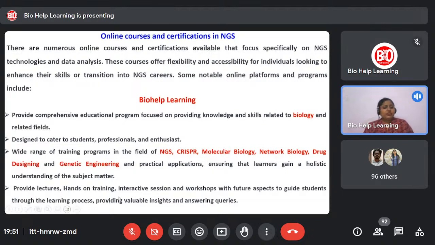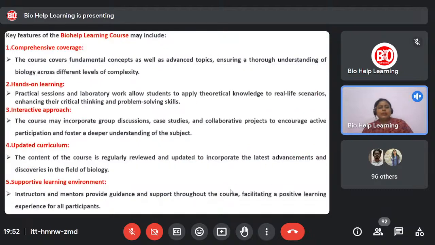They provide lectures, hands-on training, interactive sessions, workshops, and future aspects to guide students through the learning process. During these programs, they are also available 24/7 to clear your doubts. You can just mail them, and a particular faculty member will guide you on whichever problem you have, and they will even help you in your research program or in completing your dissertation. So these are the key features of BioHealth Learning.